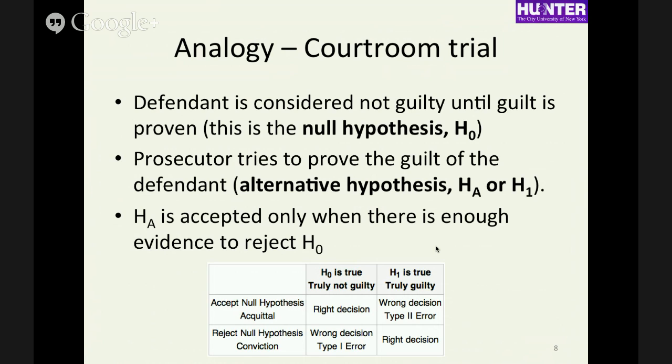And I'll talk lots more about type 1 and type 2 error because those are key concepts for you to understand from today. Both to understand what they are, how they relate to each other, how you control them, and what your probability is of making those types of errors.